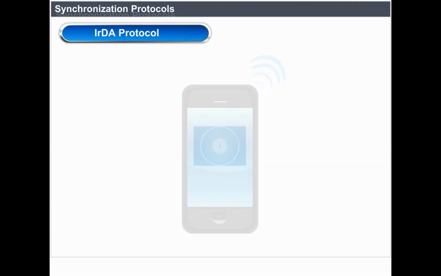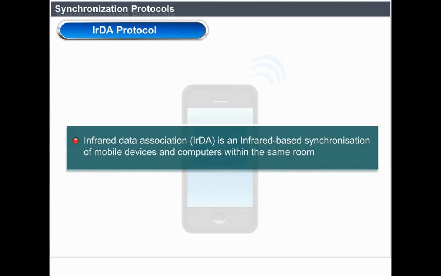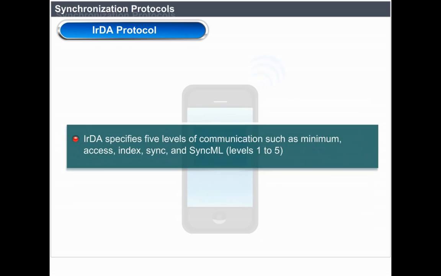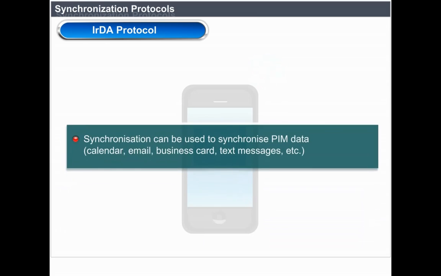IRDA protocol. Infrared Data Association (IRDA) is an infrared-based synchronization of mobile devices and computers within the same room. Specifications include connection-oriented or connectionless protocols. IRDA specifies 5 levels of communication: minimum, access, index, sync, and sync-ML levels 1 to 5. Synchronization can be used to synchronize PIM data, calendar, email, business card, text messages, etc.